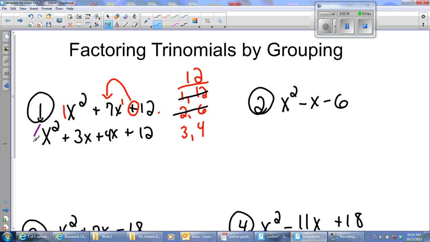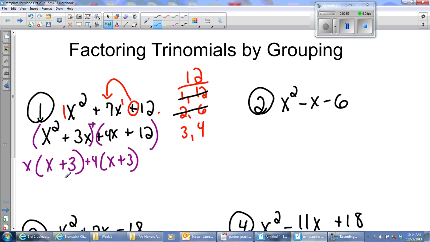So I'm going to group my terms like this, and put a plus sign in the middle. Looks like my GCF here is going to be an x. I will factor out an x, leaving me with x plus 3 in this quantity. Here the GCF is a 4. We're going to factor out a 4, leaving me with x plus 3 as the quantity. Got one more GCF to do. I'm going to pull out that x plus 3 as my common factor, and I'll be left with x plus 4, and there you go.